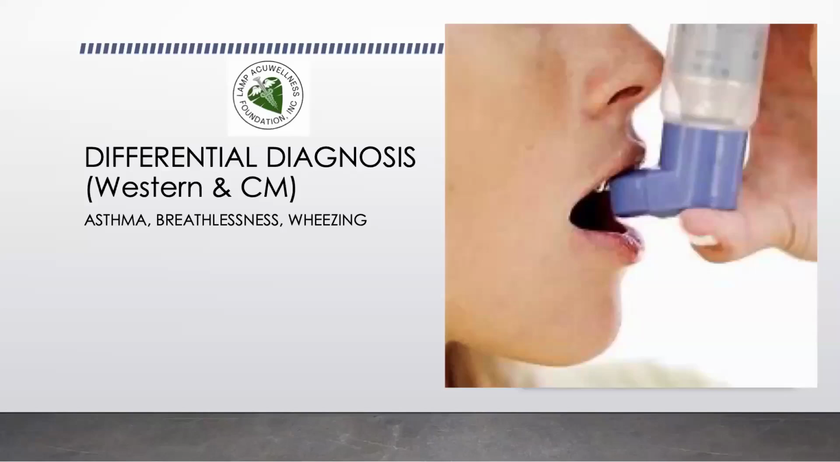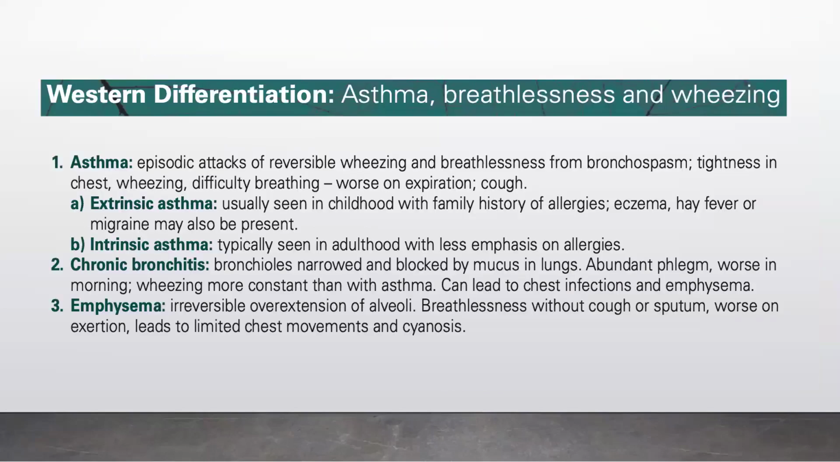We now go to differential diagnosis for both Western and Chinese medicine. Asthma, breathlessness, and wheezing. Western differentiation for asthma, breathlessness, and wheezing. For asthma, there will be episodic attacks of reversible wheezing and breathlessness from bronchospasm, tightness in the chest, wheezing, difficulty breathing, which is worse on expiration, and cough.